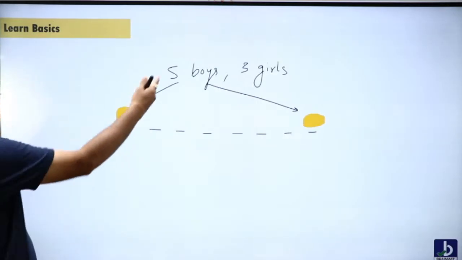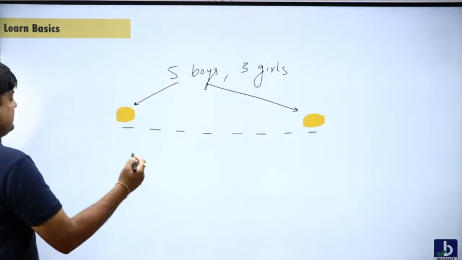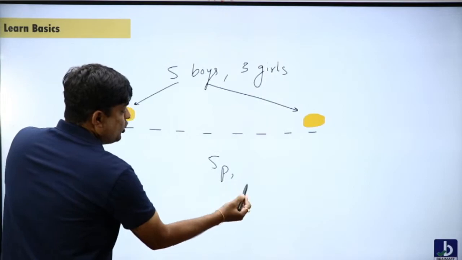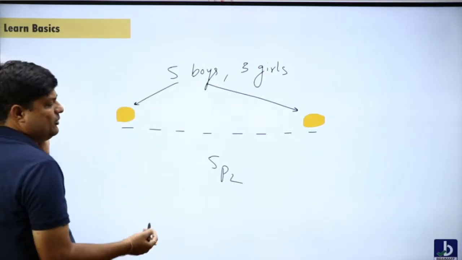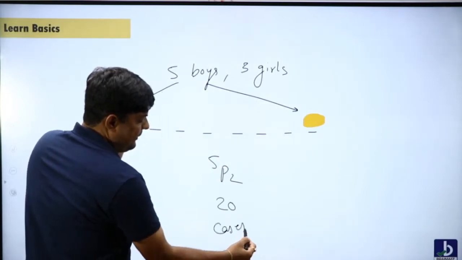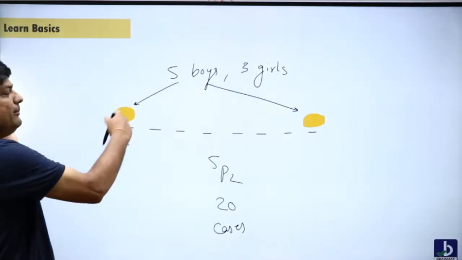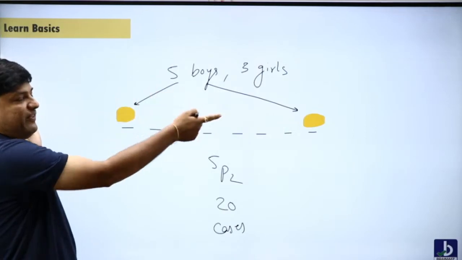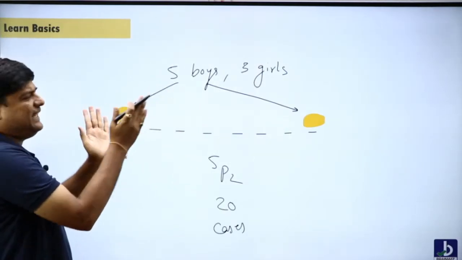Any two. You know, 5 boys are standing. Any 2 boys. So what do you say here? 5p2. 2 corners have to be filled with 2. That is 5p2, which is 5 into 4, you know from yesterday. 20 cases. How many cases are there? 20 cases. B1, B2, B1, B3, B1, B4, B1, B5. Or else B2, B1, B2. Like this, we all know that.